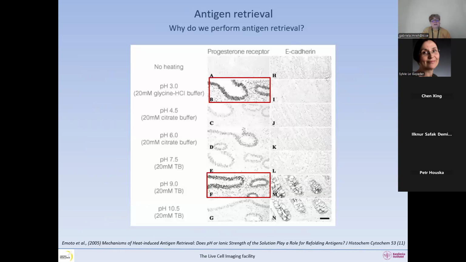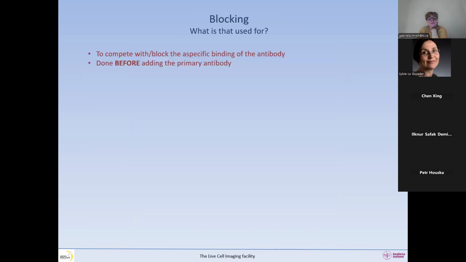And here I have an example of how changing the buffer and the buffer concentrations gives you a very nice staining for two different antibodies. One of them works at both low pH and high pH, depending on the buffer, and the cadherin antibody only works at high pH. So you have to do some optimization when performing antigen retrieval.